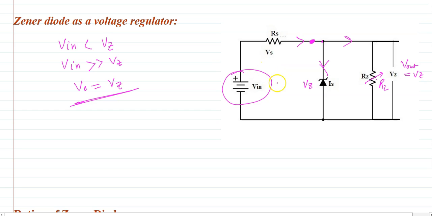So the output voltage is independent of the fluctuation of input voltage, even for very high input voltages. So we can use a Zener diode to get a constant voltage when the input voltage is varying. This is called voltage regulation.